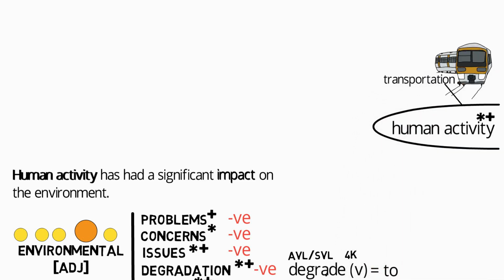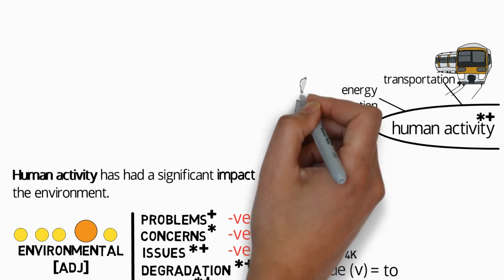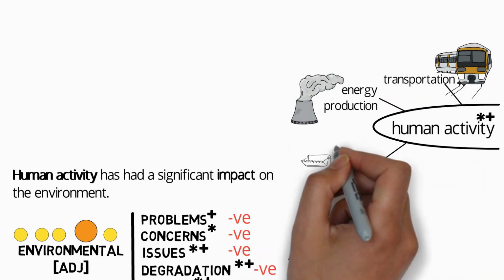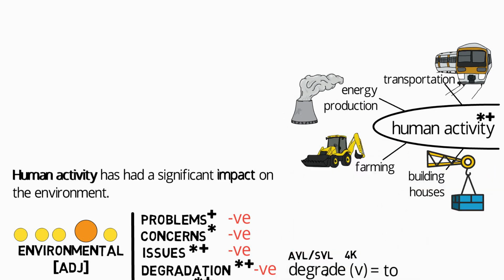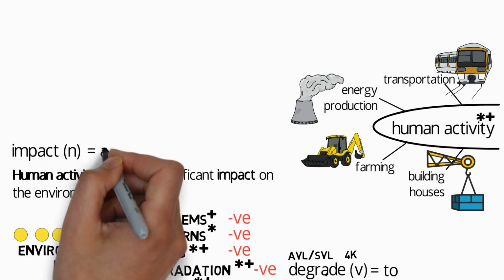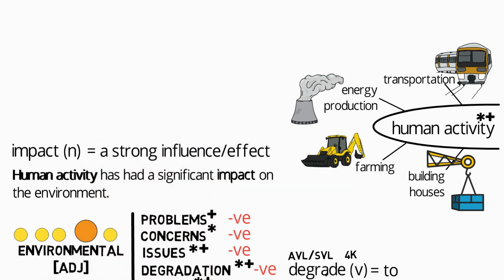Examples that relate to the environment are transportation, energy production, farming, and building houses. Although that's a simple collocation, it's really common in articles about the environment and a great one to use in your writing. So the word impact, this is used most commonly in academic writing as a noun, although it can also be a verb, and this means a strong influence or effect. The word impact can also mean hit. So this word is definitely more forceful than a word like effect.